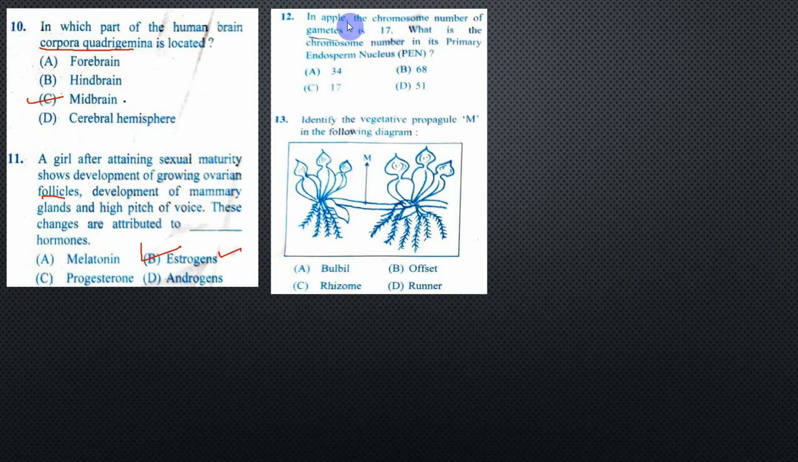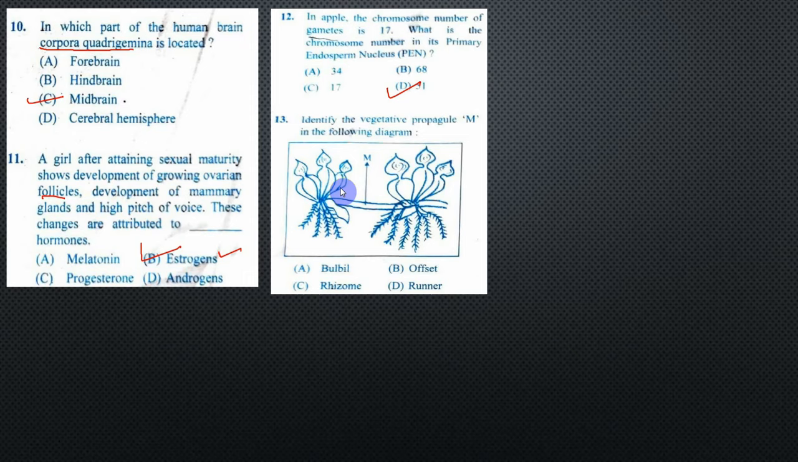Now, moving on, in apple, the chromosome number of gametes is 17. What is the chromosome number in its primary endosperm nucleus? So we have to remember one thing, that the primary endosperm nucleus is triploid, right? The options they have given are 34, 38, 17, and 51. So thrice of 17 is 51. The answer is 51 over here. D is the right answer for this.